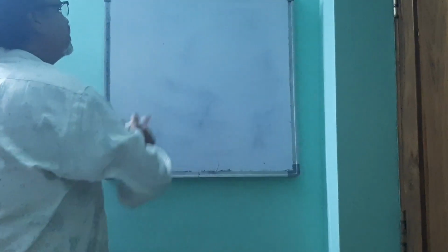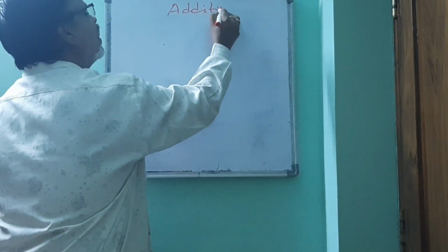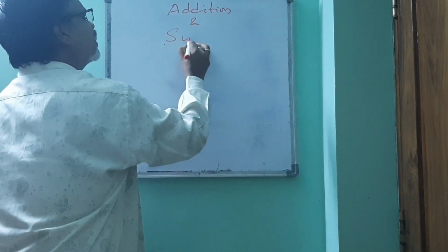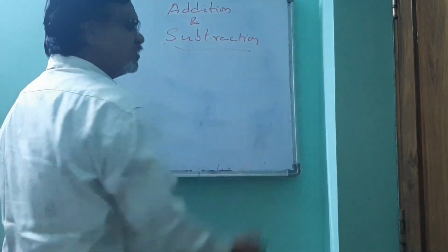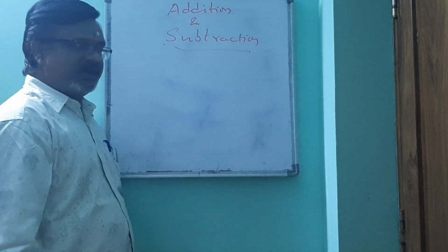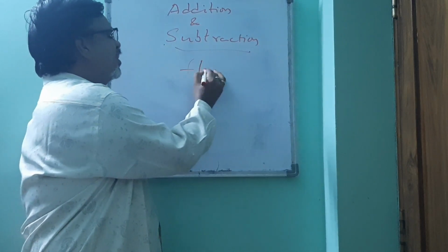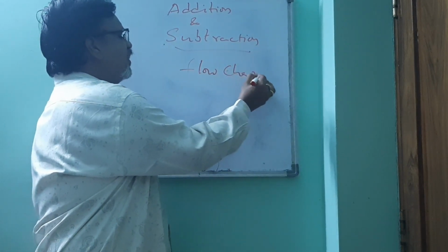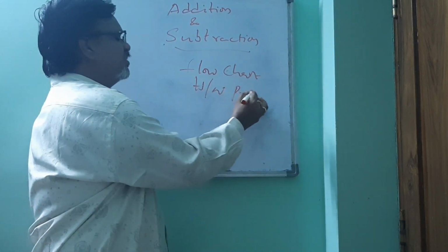In our previous class, we discussed the addition and subtraction of binary numbers using the 2's complement method and the signed 2's complement method. There we discussed a flowchart and also the hardware part of it.